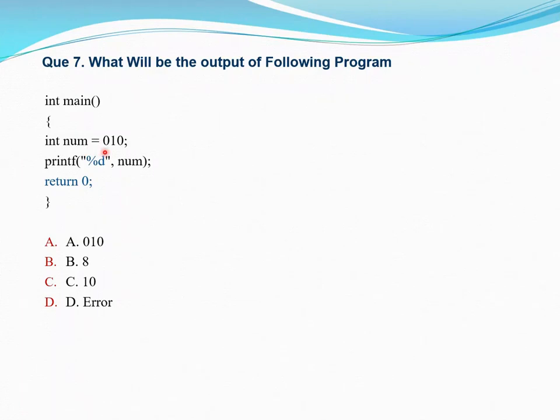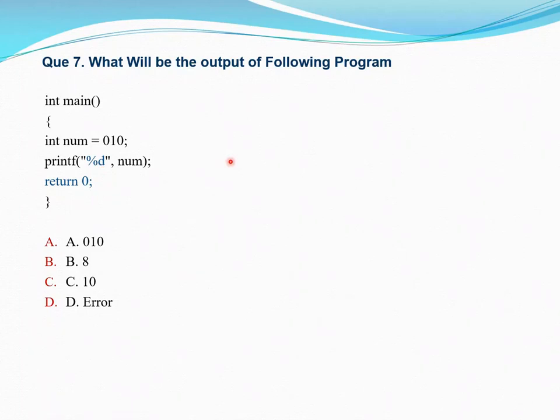Then in the next statement, that is, the printf function, the format specifier is %d, which is used to print the integer value in decimal format, and the variable to be displayed is num. So by this statement, the value of num will be displayed but in decimal format.